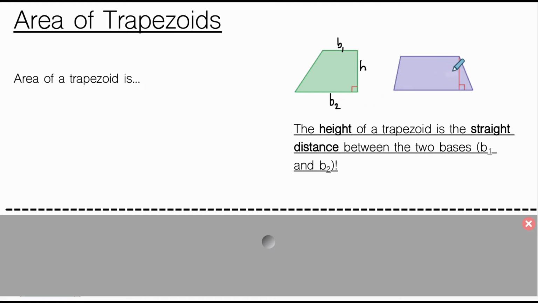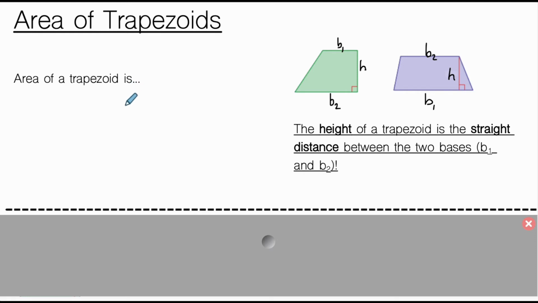And in the purple figure, it's going to be this red line. And I know that it's straight because it forms a right angle. So that tells me this is a straight line. So this is going to be my height. And one of the bases we'll call B1, and the other we will call B2. These are the only measures that you're going to need when you are calculating the area of a trapezoid.